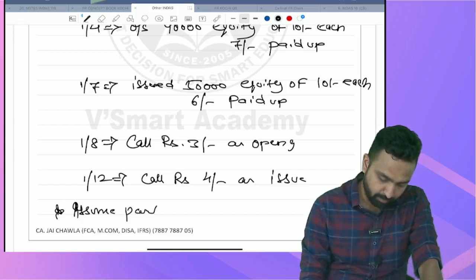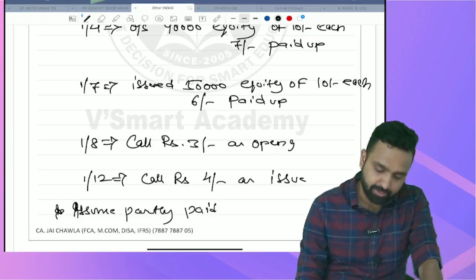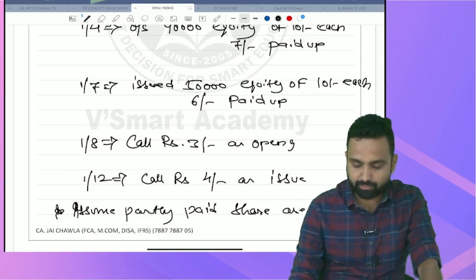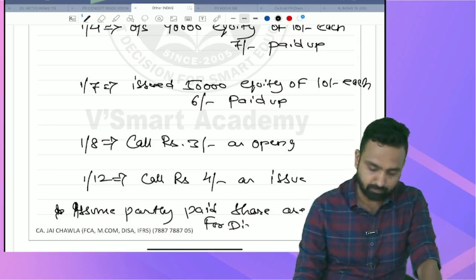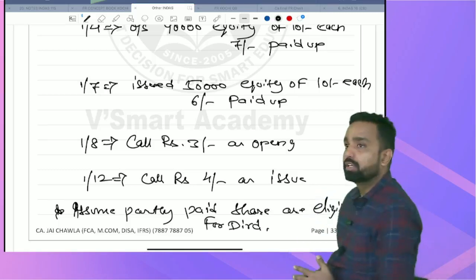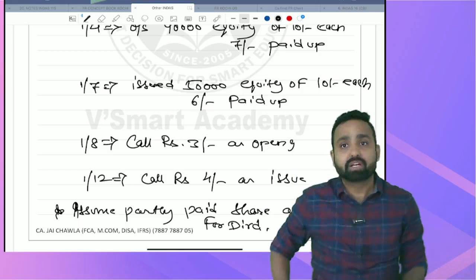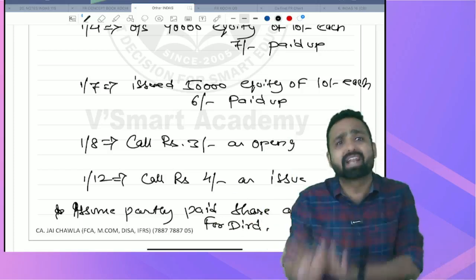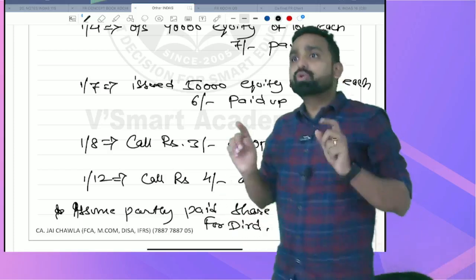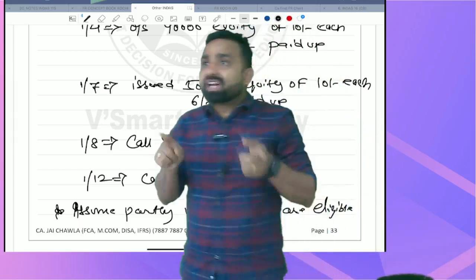Assume partly paid shares are eligible for dividend. Sometimes partly paid shares are not eligible for dividend, then you take them in the diluted EPS working basically. But here I am saying assume that they are eligible, then you will definitely take them in the basic EPS working only. Now you have to check in the question every time whether they are partly paid.